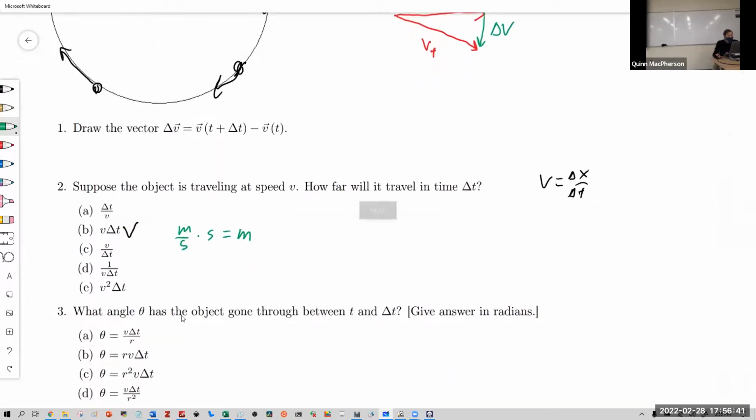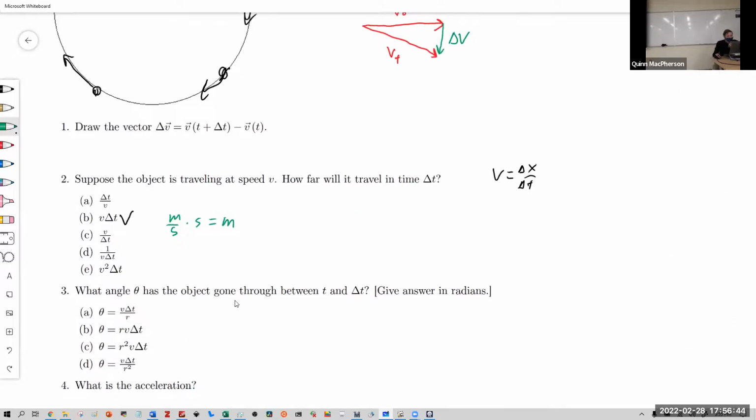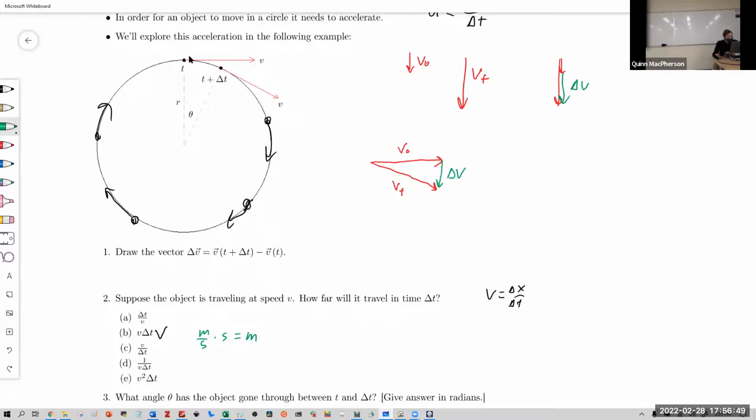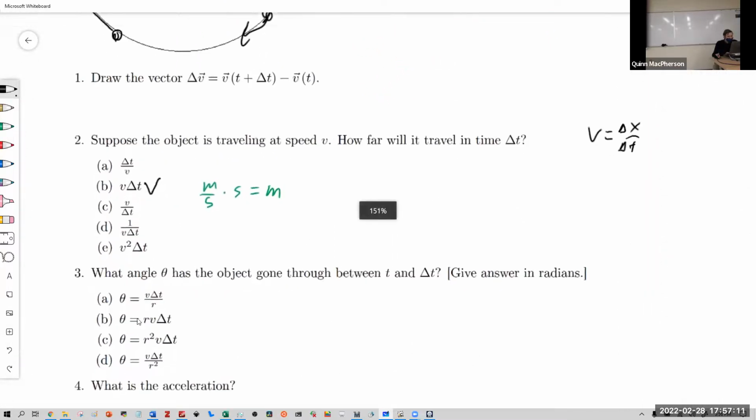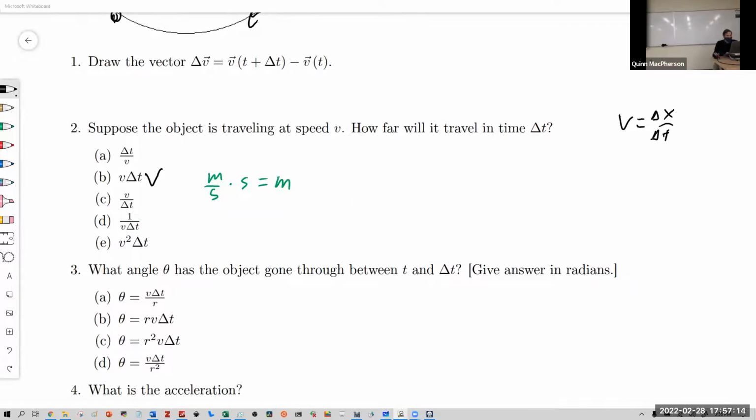Okay. What angle theta has the object gone through between time t and t plus delta t? To remind you, t is up here, delta t is sometime later, so some amount of time has passed. Through what angle? See this angle right here. We're traveling at speed v. Radius is r.